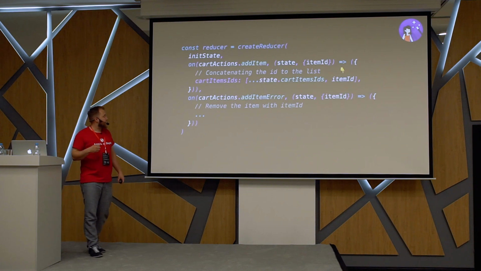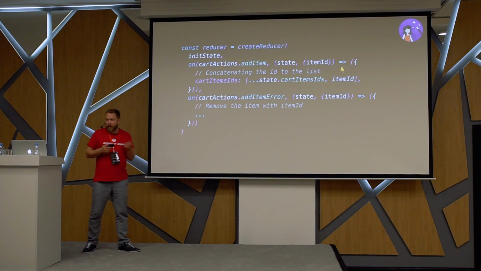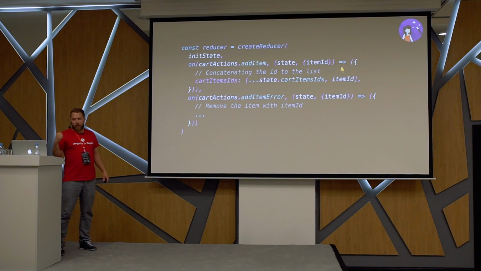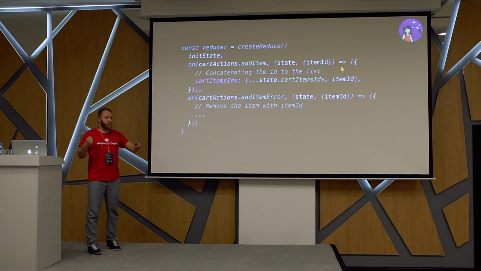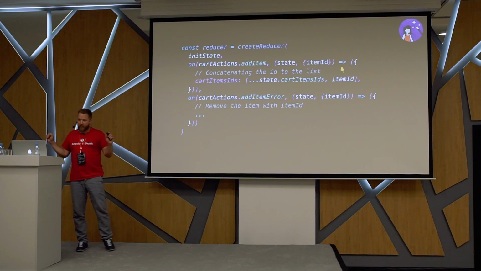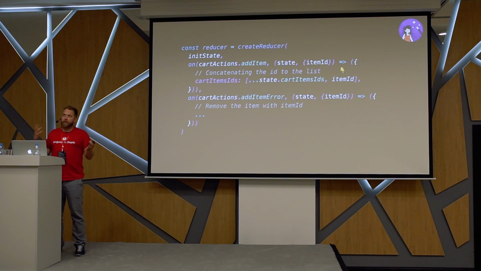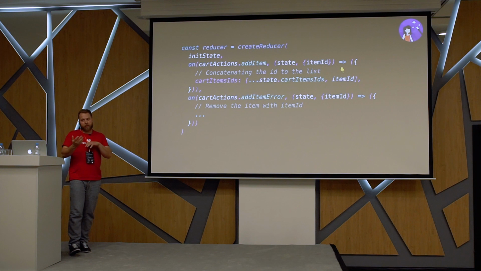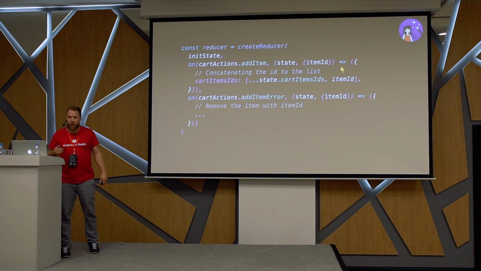So in the reducer here, on the add item, we would add it to the list, and on the error, we would remove it from the list, and success does nothing. So this is how, in a very easy way, we convert from pessimistic to the optimistic UI with NgRx.